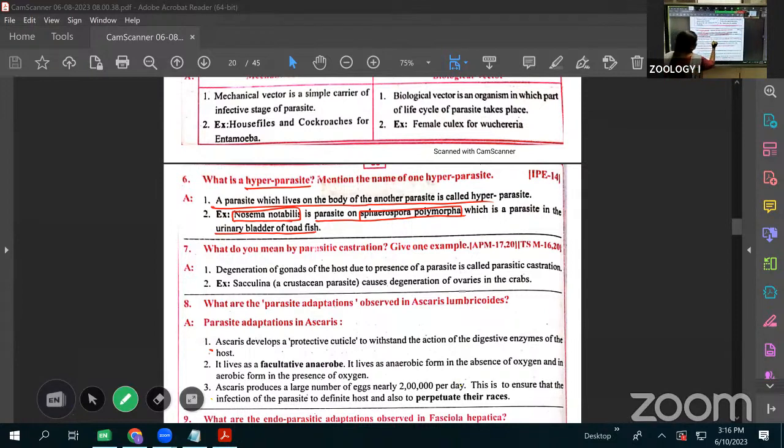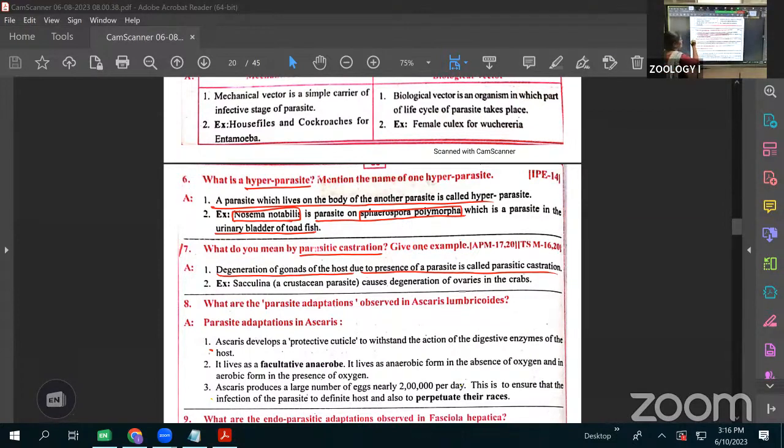Next one is, what is meant by parasitic castration? Give an example. The parasite is present in the gonad, and the gonads will degenerate. That we call parasitic castration. Degeneration of the gonads of the host due to the presence of a parasite is called parasitic castration. When the parasite is present in the gonads, they are damaged. That we call parasitic castration.